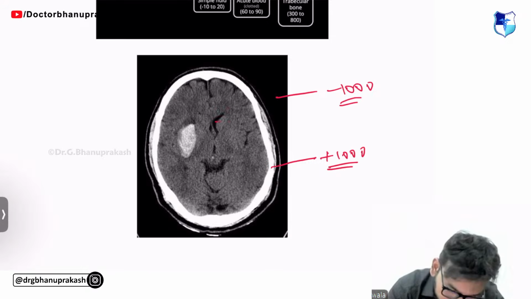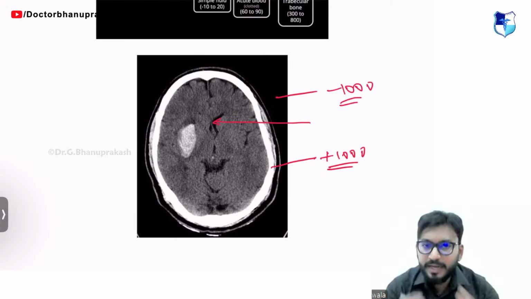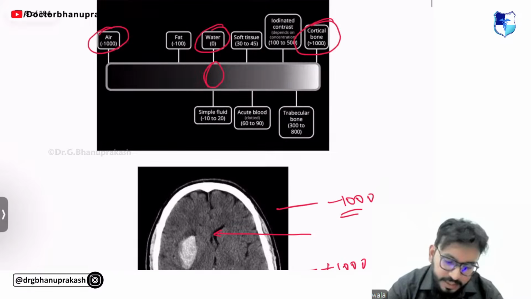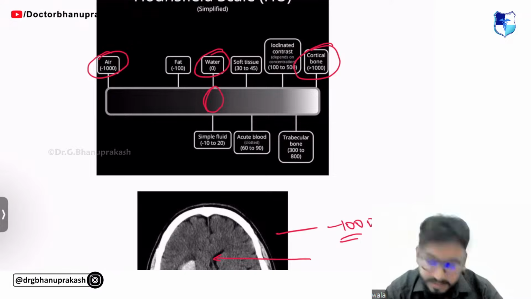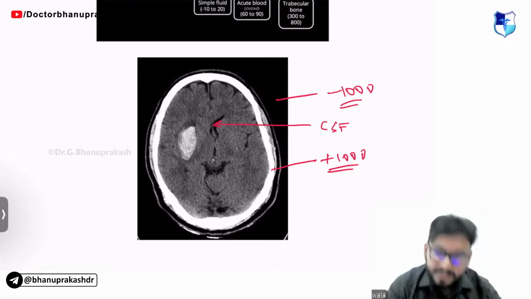Look at this, guys. What do you see inside? This is a ventricle. The ventricles have CSF inside. CSF is nothing but water. What do you think the Hounsfield of water is, guys? It is 0. So this is CSF, and this is the water density.